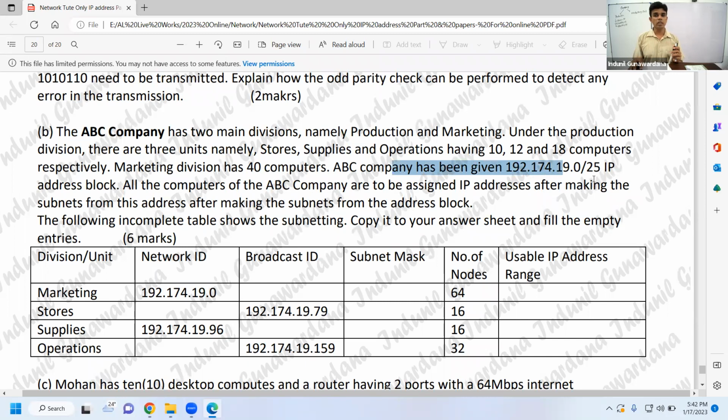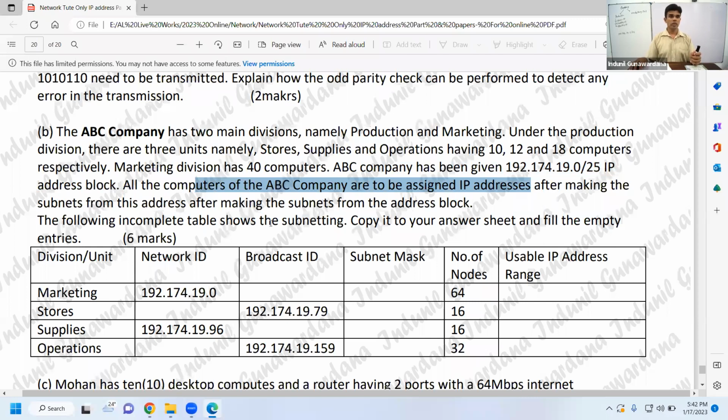The ABC company has been given this IP block. Now this IP block is not /24, it has /25. So it comes like 192.174.19.0/25. That IP block has been given. All the computers of the ABC company are to be assigned IP addresses after making the subnets from this address block.